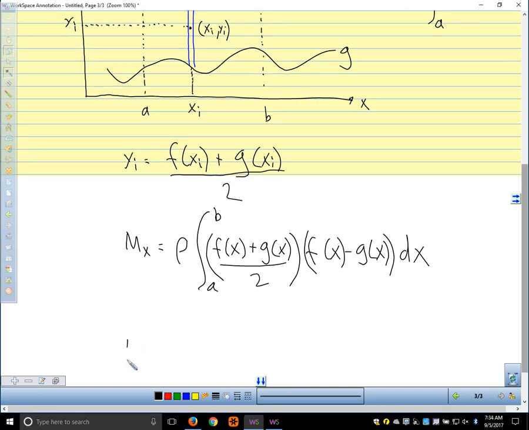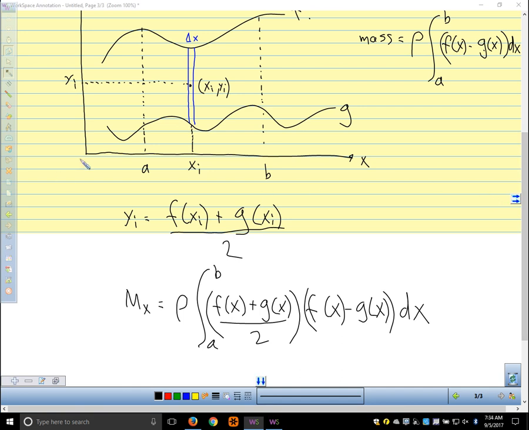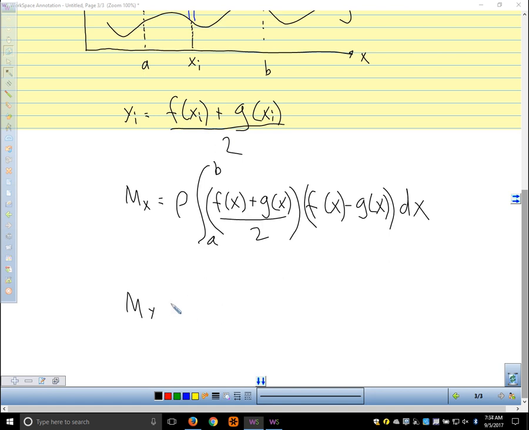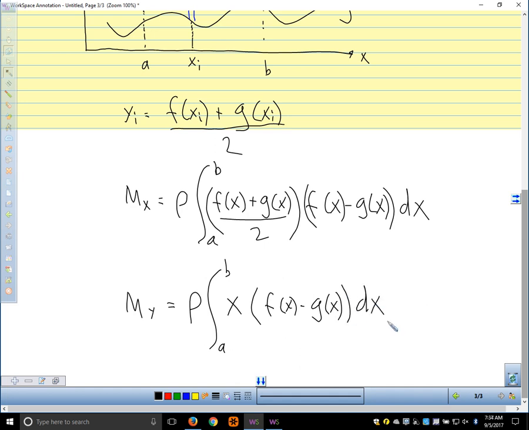And our moment about the y-axis, well, how far is the center of this rectangle from the y-axis? x sub i, right? So that integral is a little easier. The moment about the y-axis is the density times the distance from the y-axis, which is just x, times the area of that rectangle, f of x minus g of x dx. So that's going to be our moment about the y-axis.